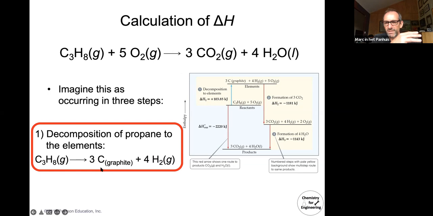So you can think of this as a number of steps. For example, the first step could be where propane decomposes into graphite plus hydrogen gas. So if we look here, that could be our decomposition. So we have propane, it goes to graphite plus hydrogen, and there's still obviously the oxygen present because we haven't used that yet.